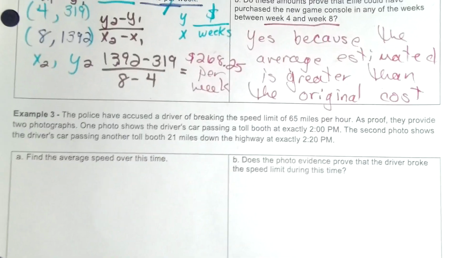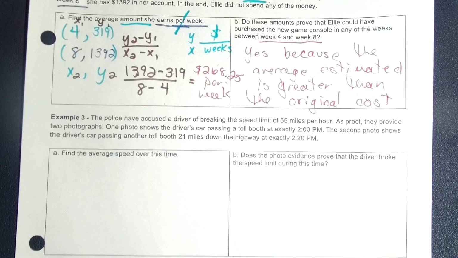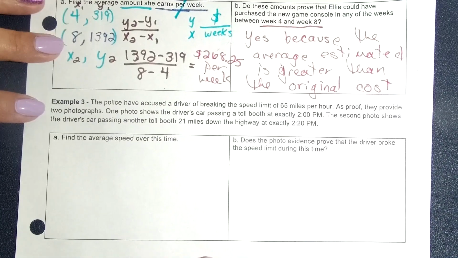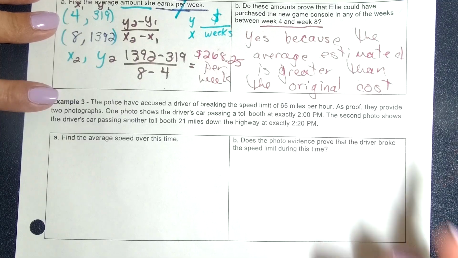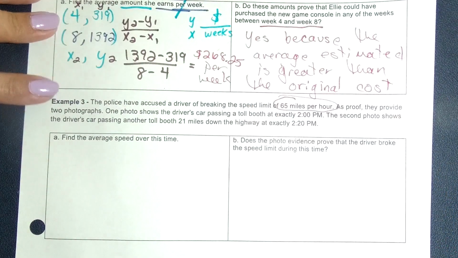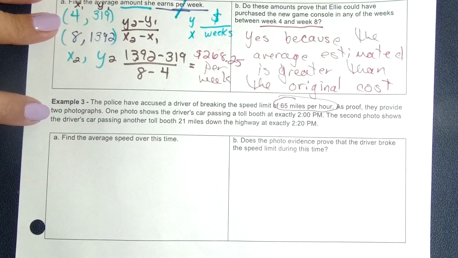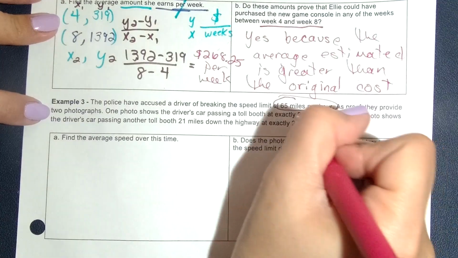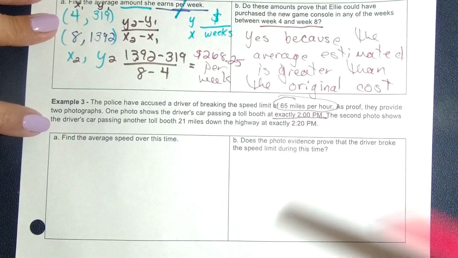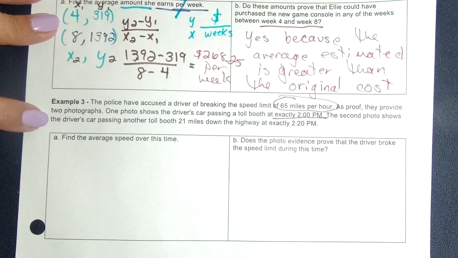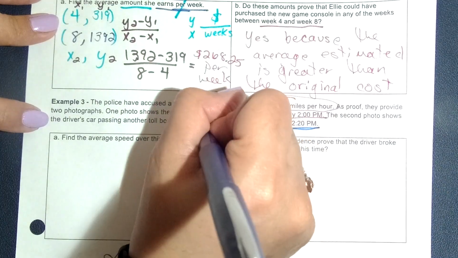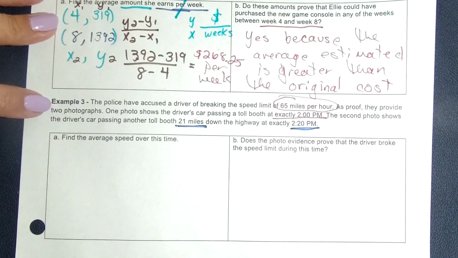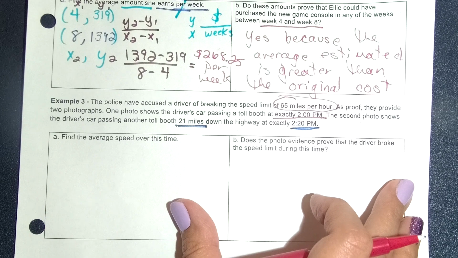Okay. I'll zoom out a little bit so people who are still writing can see it. All right, example 3. The police have accused a driver of breaking the speed limit of 65 miles an hour. As proof, they provide 2 photographs. One photo shows the driver passing a toll booth at exactly 2 p.m. The second photo shows the driver passing another toll booth 21 miles down the highway at exactly 2:20 p.m. Find the average speed over this time.